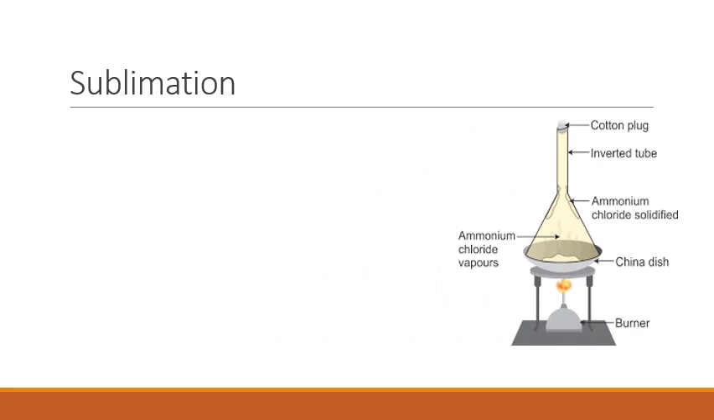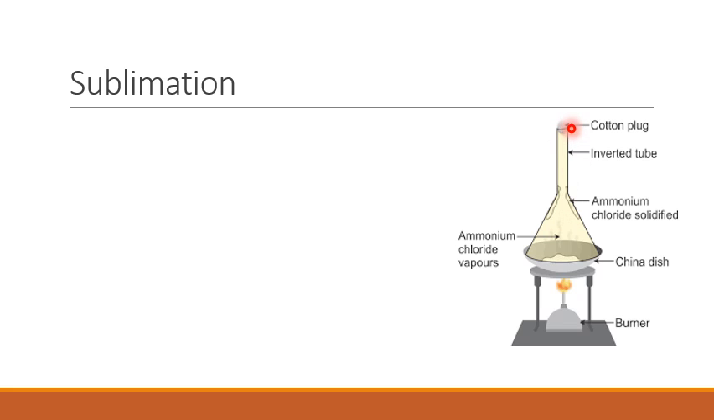Now the next process is sublimation. Now what is sublimation? For this, we take an experimental setup in which we take a china dish which has ammonium chloride. We heat this ammonium chloride with the help of a burner. So when we start heating, we see that the ammonium chloride in the china dish starts converting into vapors. So you get ammonium chloride vapors.